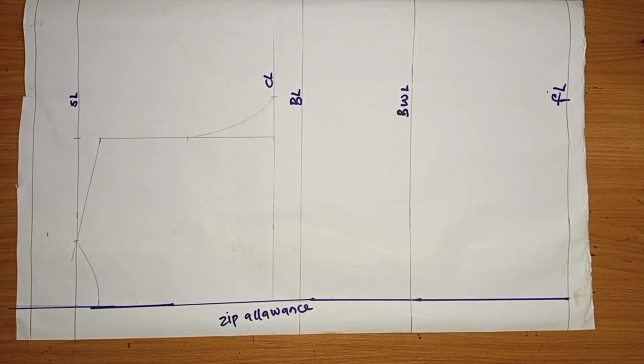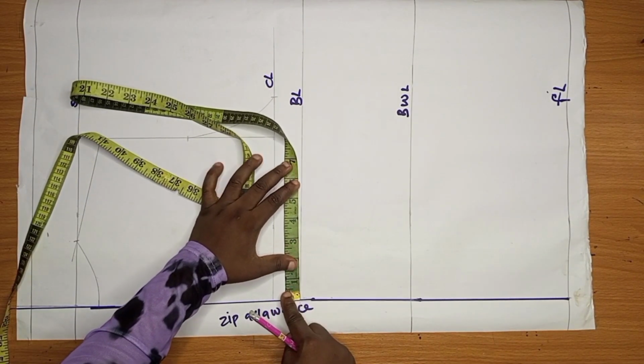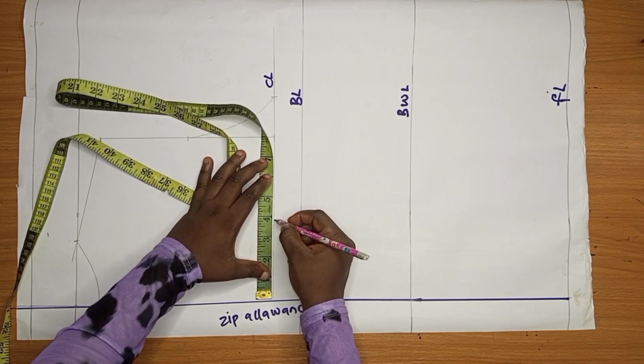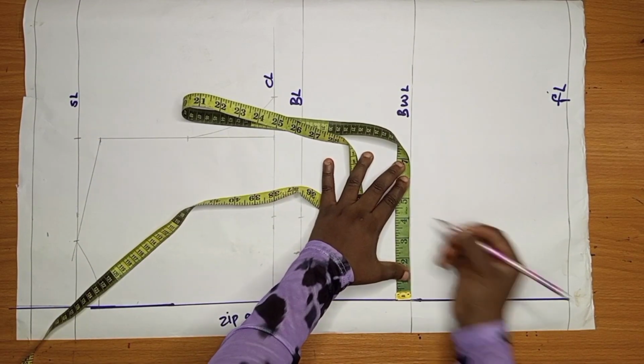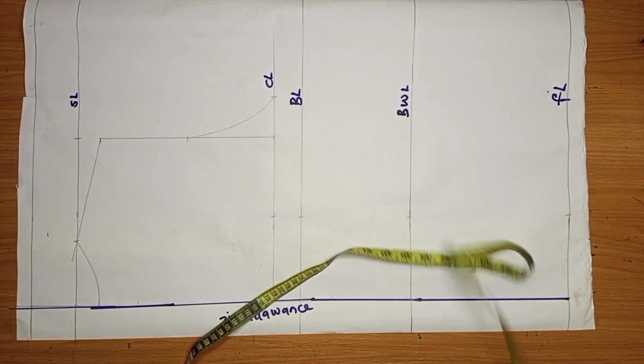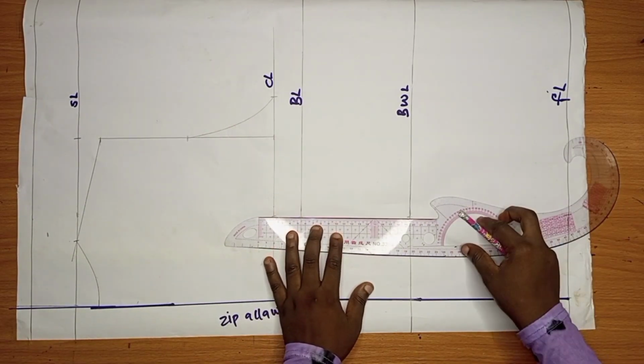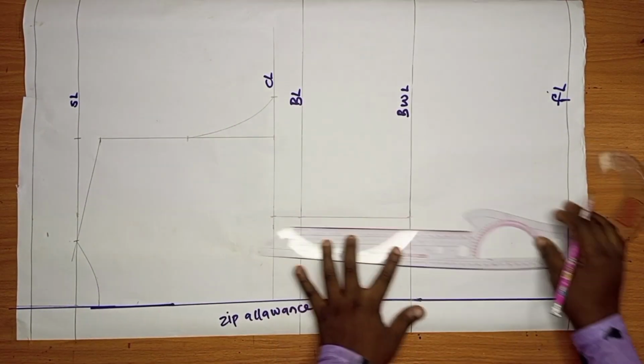After doing that, I'm going to take my nipple to nipple measurement divided by 2, which gave me 4 inches. So from my chest line, I'm going to mark it all the way to the full length line. Now I'll go ahead and connect the points together like so.